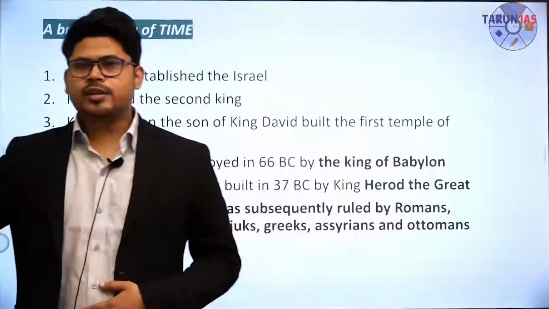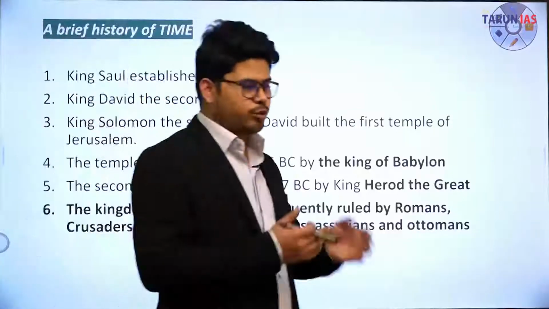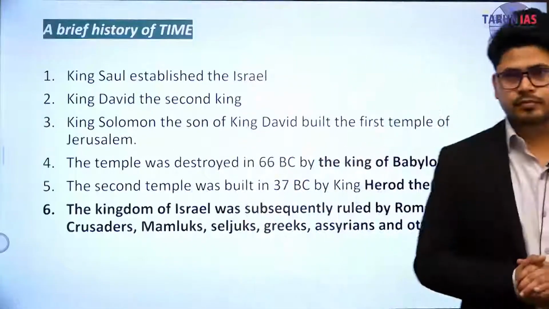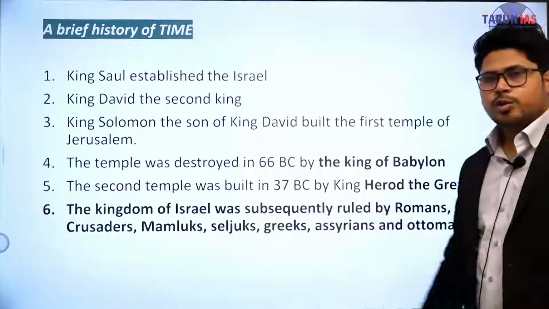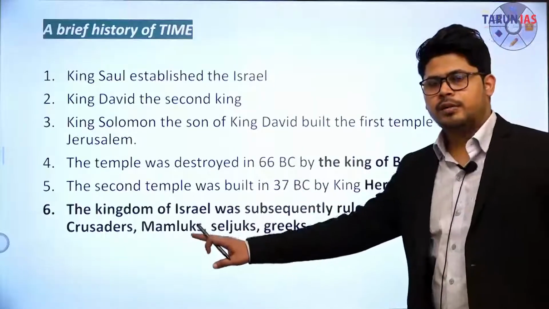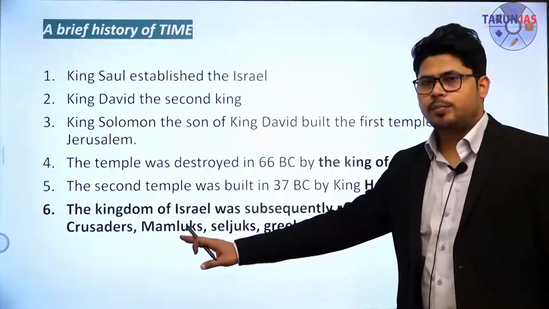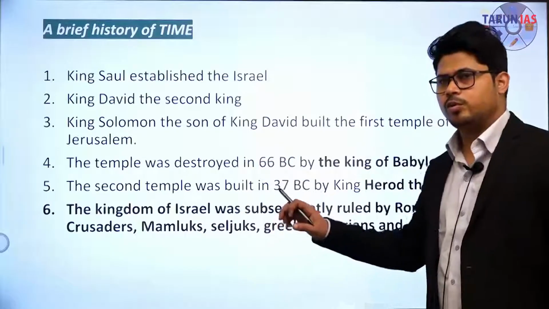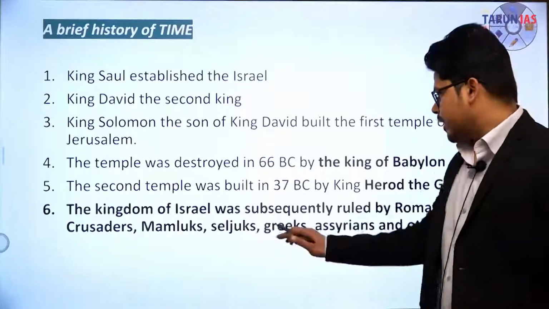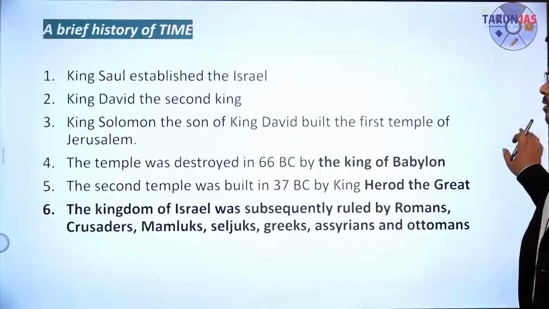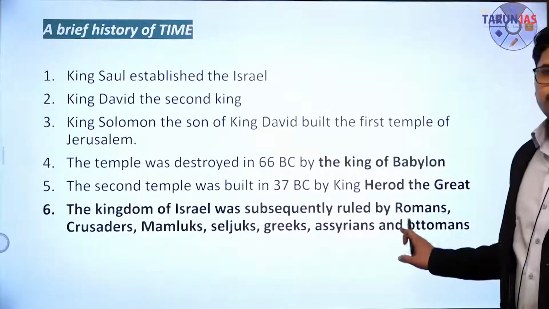Okay? So its nature kind of changed throughout the period of time. It was subsequently ruled by Romans, Crusaders, you know, Pope. On the orders of the Pope, the kings of Europe came to this area, the Middle East, and they destroyed everything. Mamluks, Seljuks, Greeks, Assyrians, and Ottomans. Last were the Ottomans. Okay?